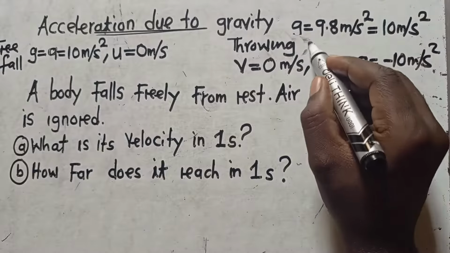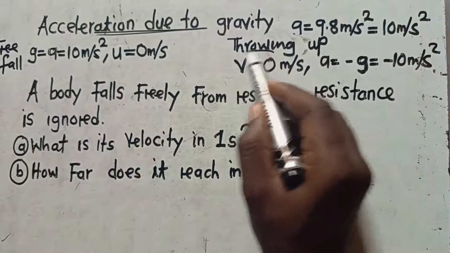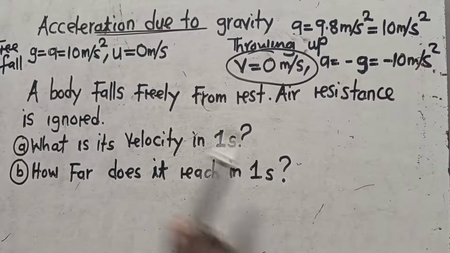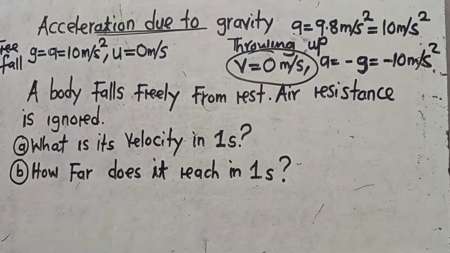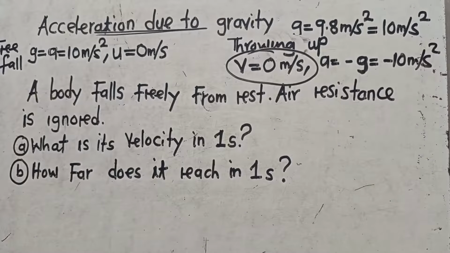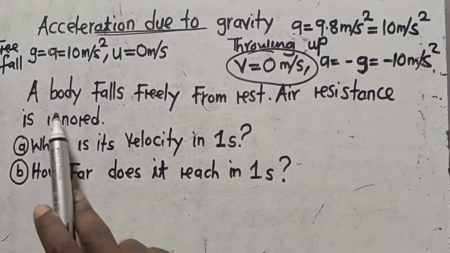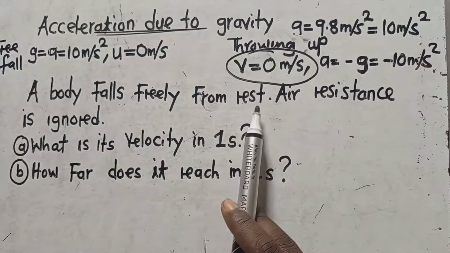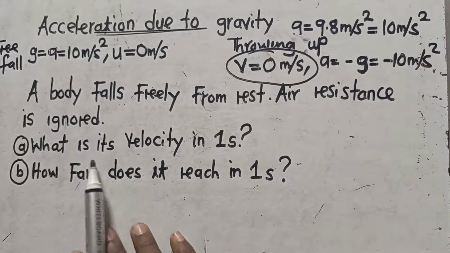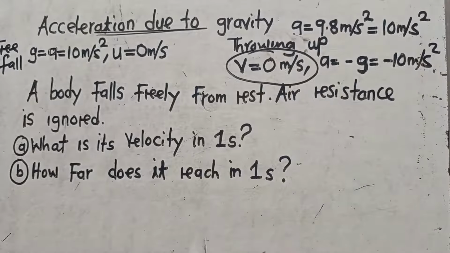Whenever we are throwing something up, the final velocity will be 0. But whenever something is in free fall, without applying any force, you just go on top of a building and release something, it goes down, meaning it is starting with a velocity of 0. That is the initial velocity. We've got now this question that I want us to answer together. A body falls freely from rest. Air resistance is ignored. The first question: what is its velocity in 1 second?